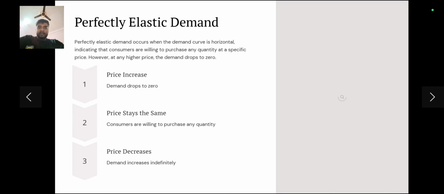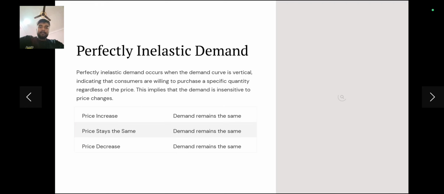Perfectly elastic demand occurs when the demand curve is horizontal, indicating that consumers are willing to purchase any quantity at a specific price. However, at any higher price, demand drops to zero. If the price increases, demand drops to zero. If the price stays the same, consumers are willing to purchase any quantity. If the price decreases, demand increases indefinitely.